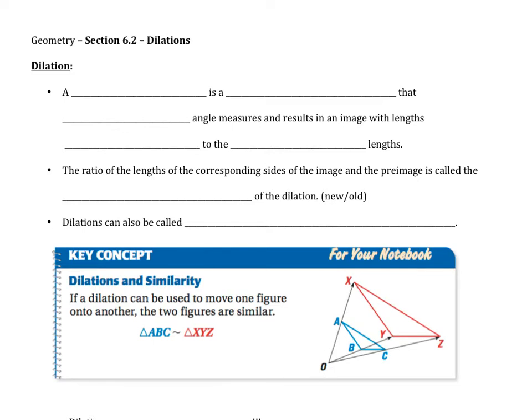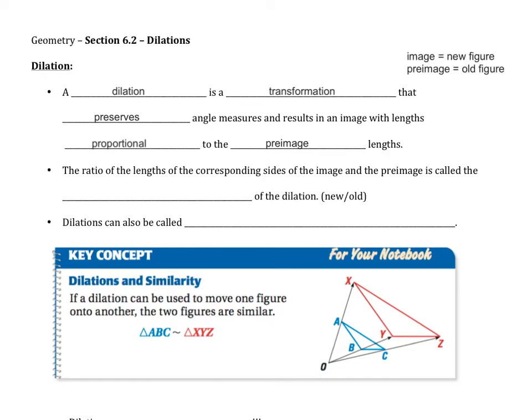A dilation is a transformation that preserves angle measures, which means that the angle measures do not change. So again, a dilation is a transformation that preserves angle measures and results in an image with lengths proportional to the pre-image lengths. So there's some words in here that are new to you. We have image and pre-image. The image is the new figure. The pre-image is the old figure.